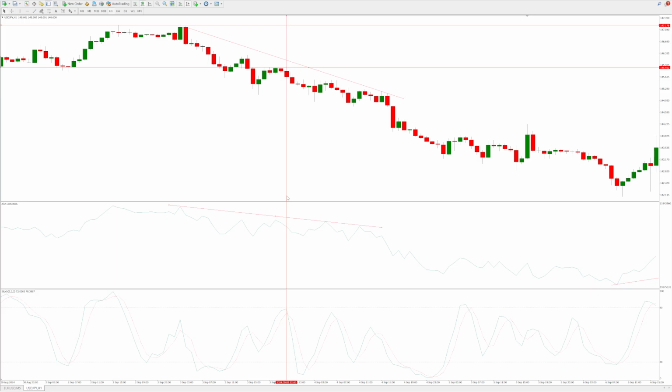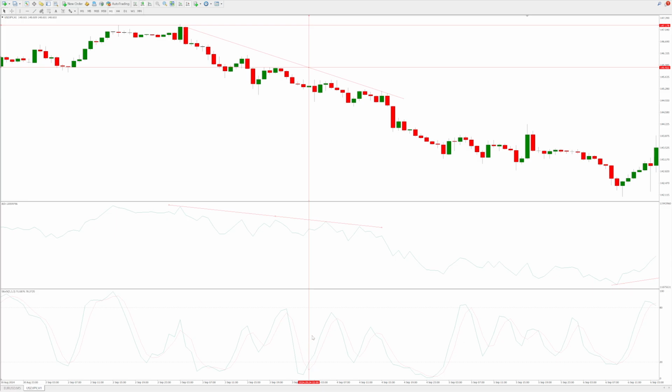Okay. You may be thinking, well, the stochastic here crossed below in the oversold zone. It crossed the main line, crossed the signal line. That's a buy signal. Well, if you were just trading the stochastics blindly, yeah, you could argue it would be.